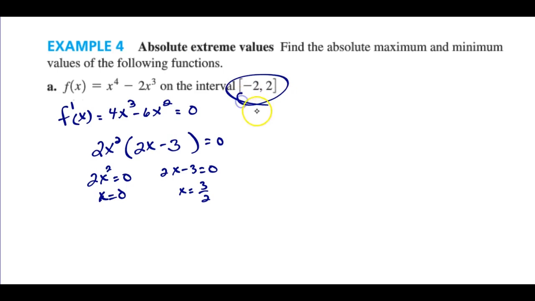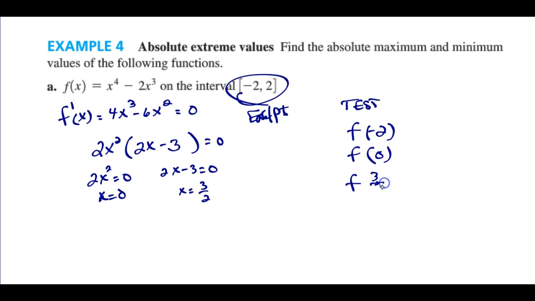Again, these are potentials. But these are also potentials. These are called the endpoints, and I need to check the endpoints. So here comes the test. F of -2, f of 0, f of 3/2, and f of 2. Put them in order from left to right.